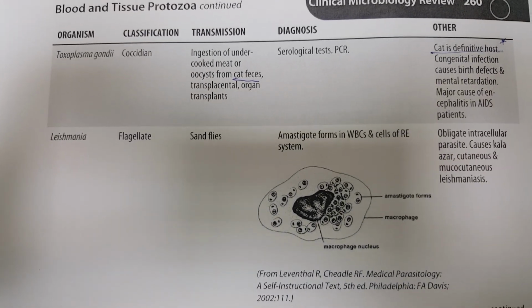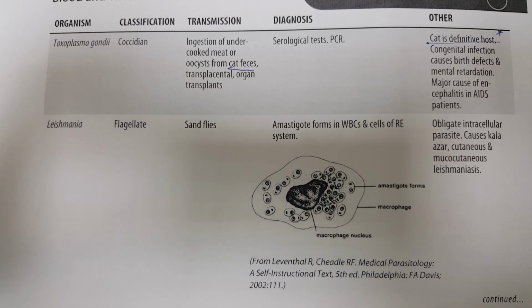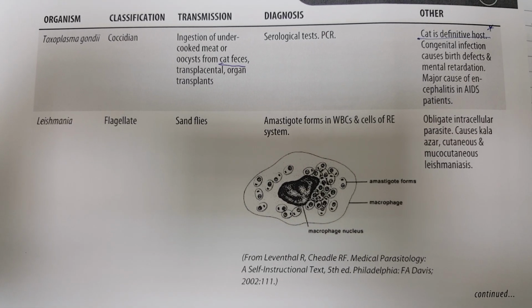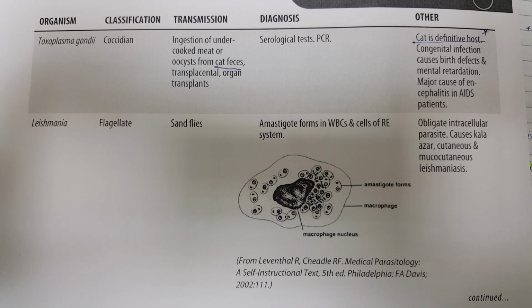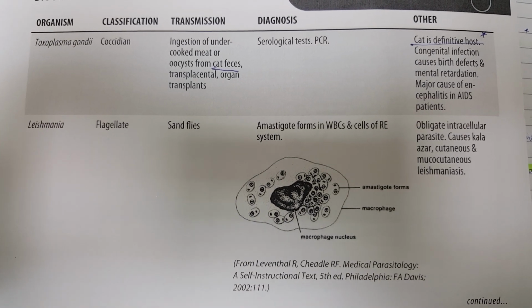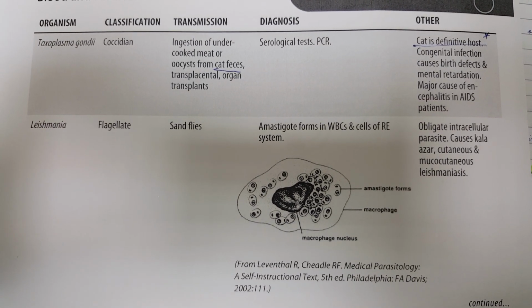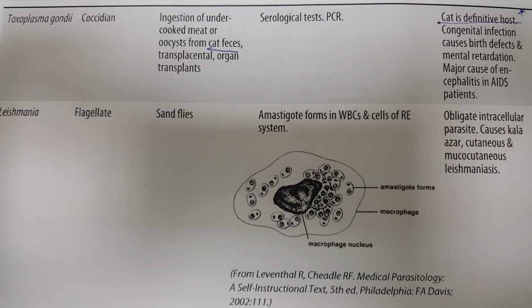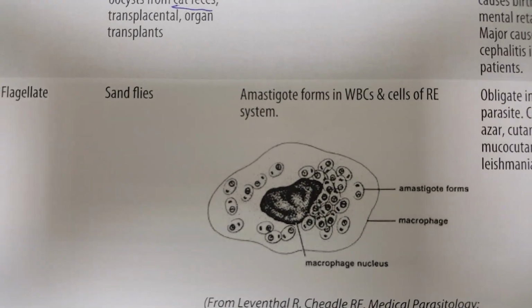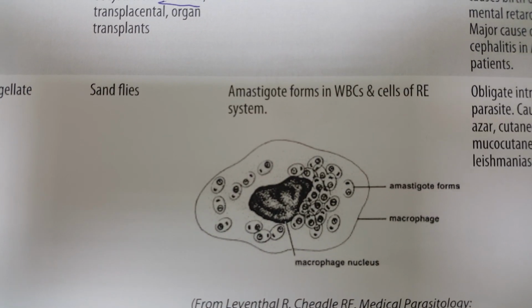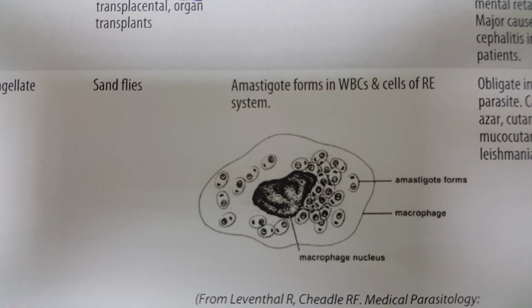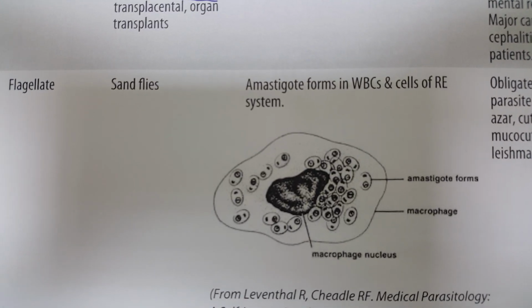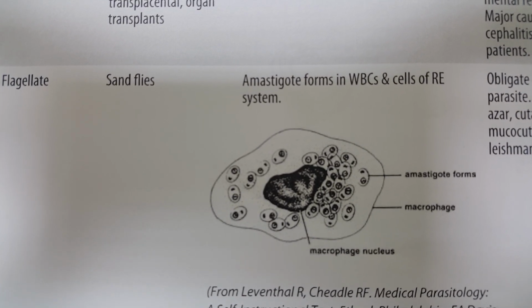Another organism is Leishmania, which is a flagellate. Sandflies are the transmission route, and the amastigote form is in the WBC and cells of the reticular endothelial system. It's an obligate intracellular parasite that causes Kala-azar, cutaneous and mucocutaneous leishmaniasis. If you see the picture, this is a picture of a WBC, in which the macrophage has amastigote forms, and inside the macrophage nucleus the intracellular organism is present.